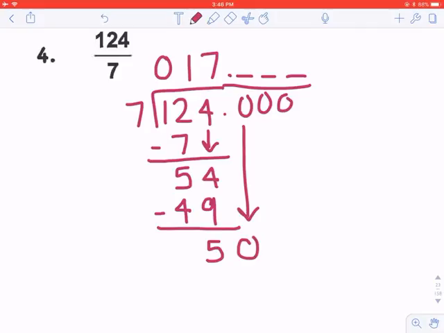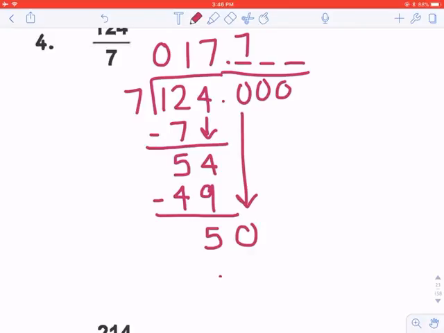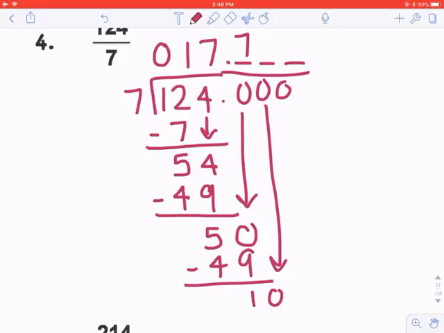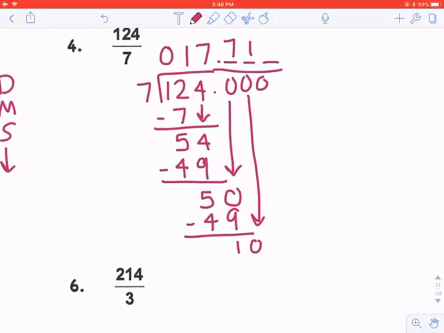7 goes into 50 7 times. But this doesn't mean it's repeating. Last time I had 54, now I have 50. It's a different case. 7 times 7 is 49. Subtract, you get 1. Bring down the next 0. 7 goes into 10 1 time. 7 times 1 is 7. Subtract to get 3. Bring down my last 0. You get 30. 7 goes into 30 4 times. And now that I've filled in the third spot, I can stop.